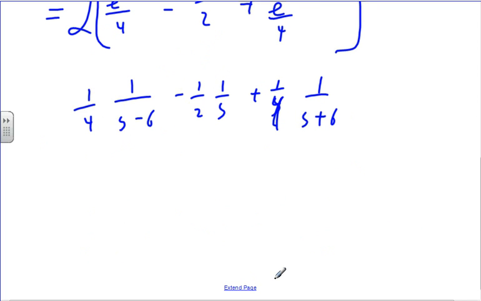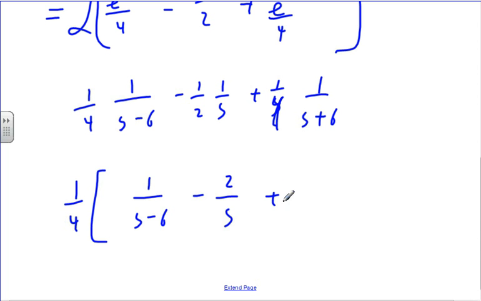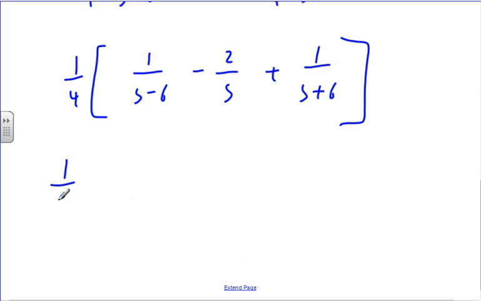All right, well, that looks good. We'll take out a 1/4 and call it 1/4 1 over s minus 6 minus 2 over s plus 1 over s plus 6. All right, looks good enough. Now, we could find a common denominator, right? And we probably should. We should probably find a common denominator and put it under the whole thing. Do we really want to do that? Yeah, we probably do.